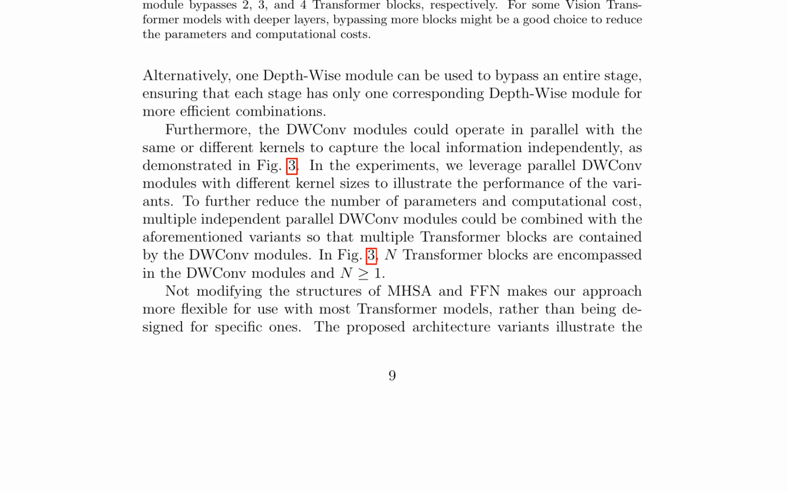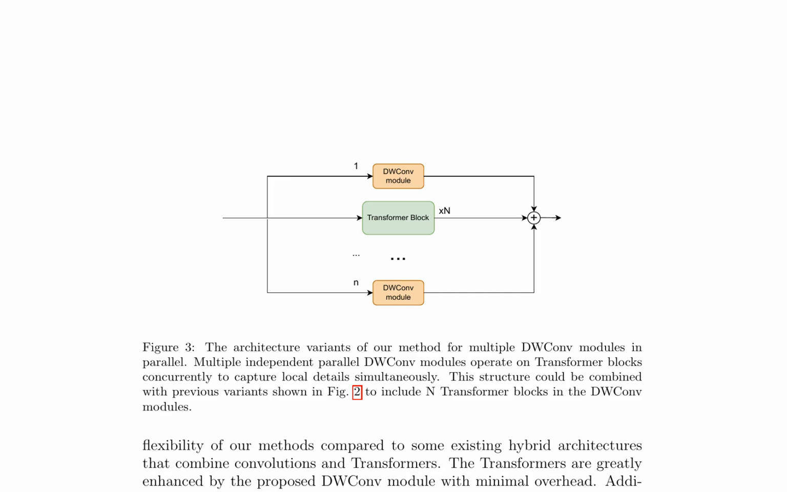The proposed architecture variants illustrate the flexibility of the method compared to existing hybrid architectures that combine convolutions and transformers. The transformers are greatly enhanced by the proposed DW-conv module with minimal overhead, and the structure can be easily modified to further enhance performance or save parameters and computations with different variants.